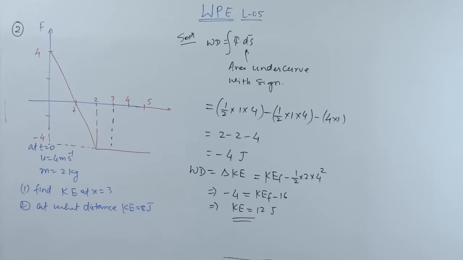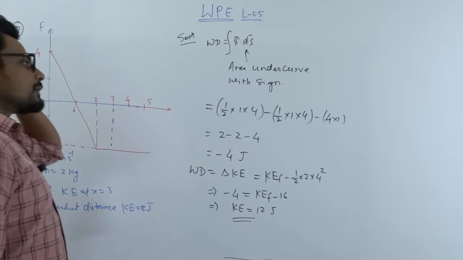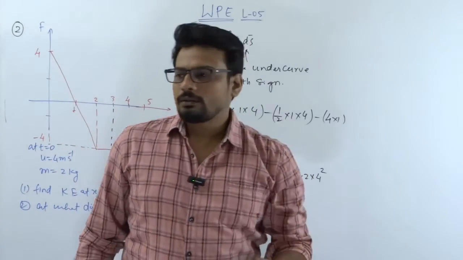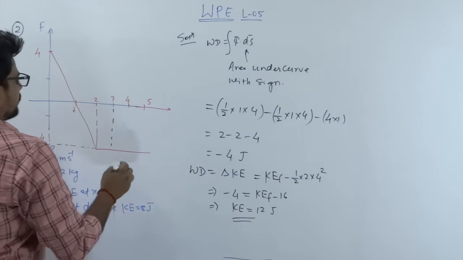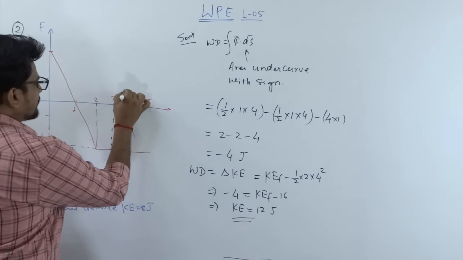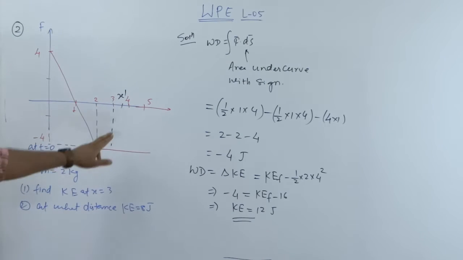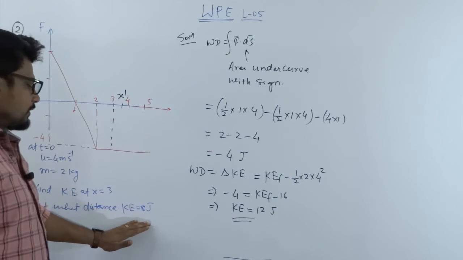All good? Okay. Now let us move towards the next part where they're asking at what distance the kinetic energy is equal to 8 joule. In this part it is definitely not going to be the same. Initially the kinetic energy is half mv square, with mass 2 and velocity 4. Suppose at some distance x dash, over here, the kinetic energy comes out to be 8 joule.